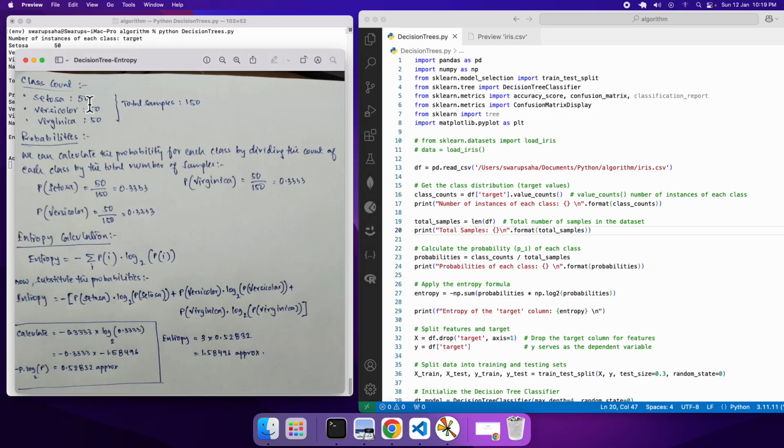That is something we need to find out, and while finding out entropy, we need to make use of probability. So what we are going to do is find the probability of Setosa, probability of Virginica, and probability of Versicolor. We know there are 50 instances of each, and the total number of instances is 150. So 50 divided by 150, we get a value of 0.3333. This is the probability value for each of these three classes.